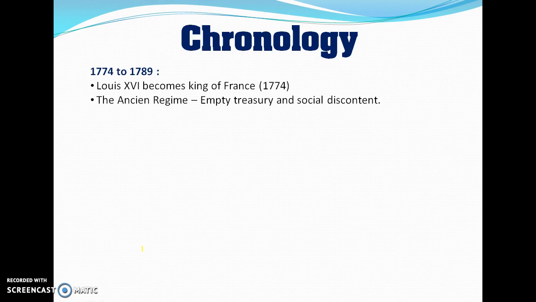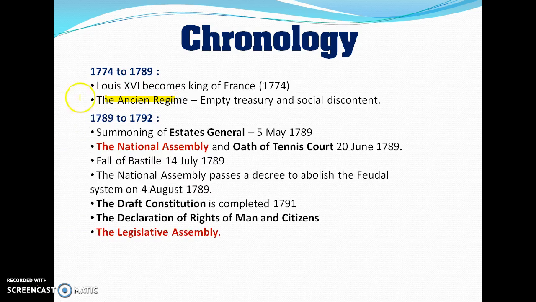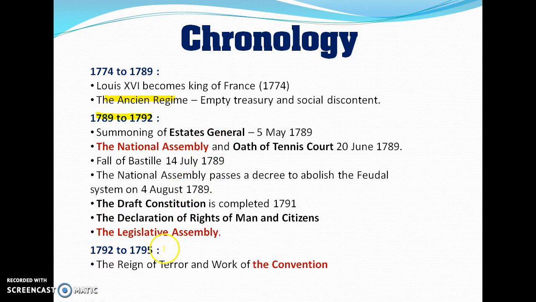Now, the chronology of the revolution. The background and 1789, the major outbreak of the revolution, which took place in 1789. The ancien regime is nothing but the old regime, the conditions that we have just taken a look at. Then this is the phase that we are going to study in detail. These are the various events that we have to study. Then there is the third phase of the convention, and the fourth phase of the directory.